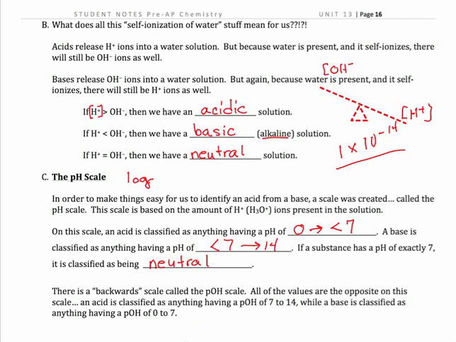Okay, so that's kind of what we're looking at there. All right. Now, we can also talk about a pOH scale. Now, let's introduce that little letter P. What that little letter P means is to take the negative log of whatever follows. So we have pH means take the negative log of my H plus concentration.